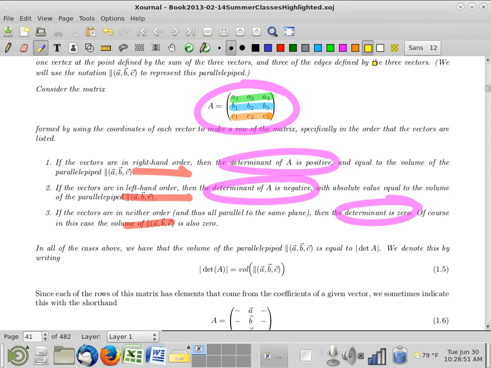And in all cases, the magnitude of the determinant is always equal to the volume. And again, you can't say the determinant equals the volume because the determinant's allowed to be negative. Volume is an intrinsically positive thing. So you don't say that the determinant equals the volume, but the absolute value of the determinant equals the volume. Just like in the two-dimensional case.